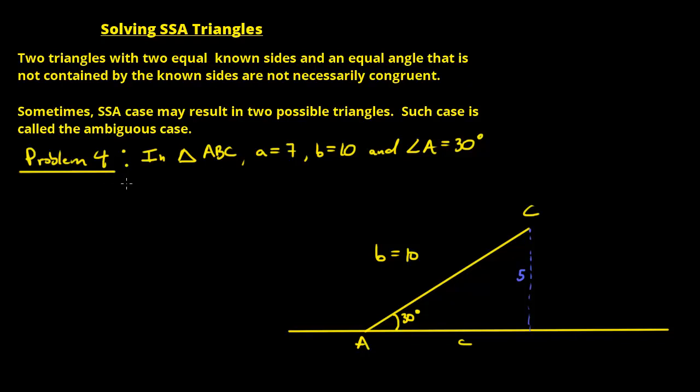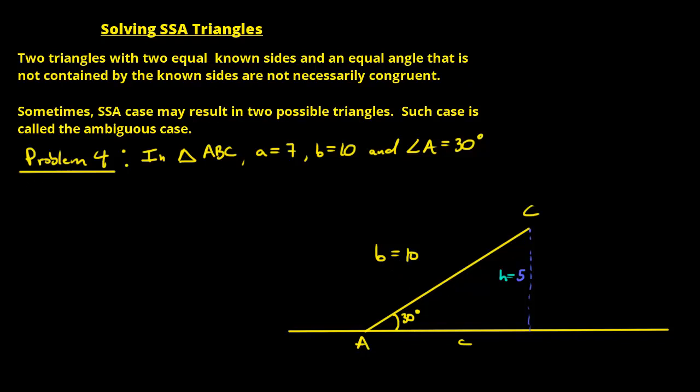Here we have an example where we're told in triangle ABC, a is equal to 7 units, b is equal to 10 units, and angle A is equal to 30 degrees. And just like in the last example, angle A was 30 degrees, b was 10 units. And so we figured out that the height of this triangle, based on these parameters, had to be 5 units, because the height of this triangle, h, is just equal to b times sine of 30 degrees.